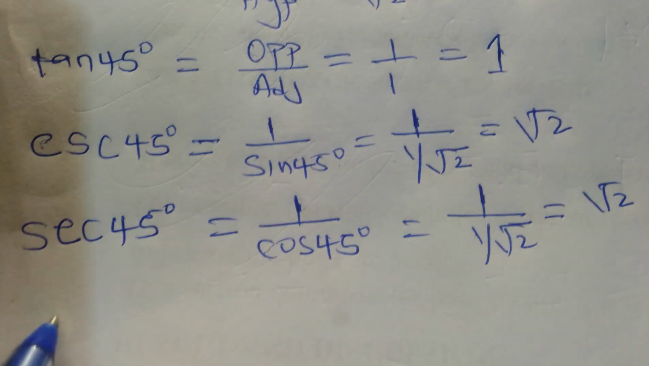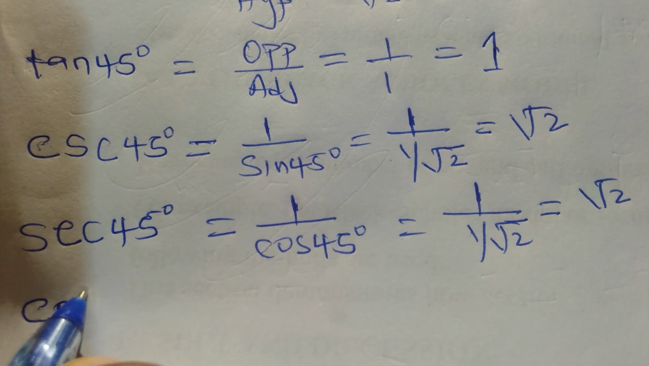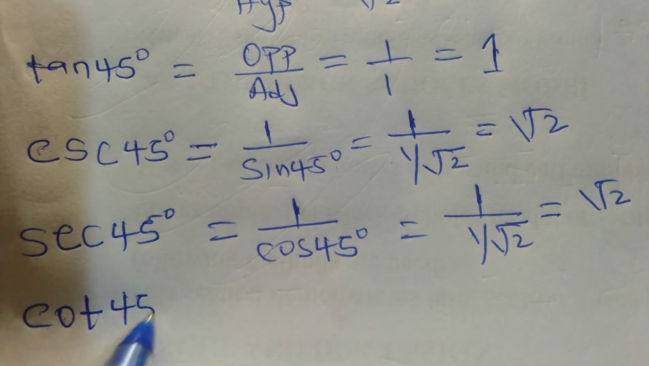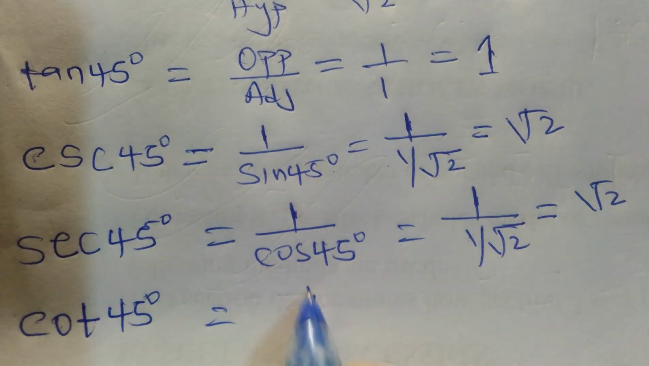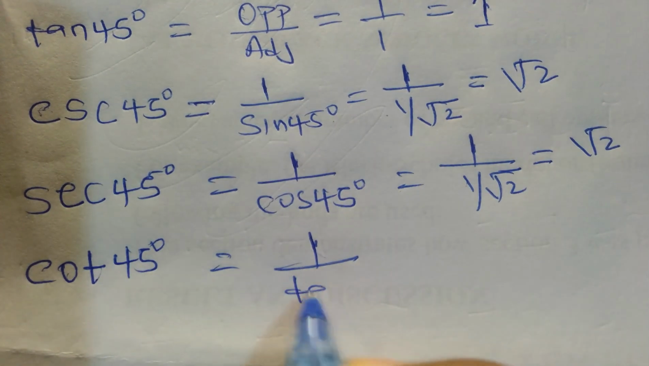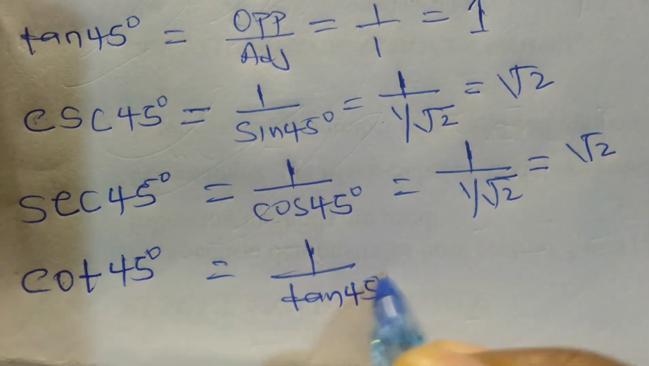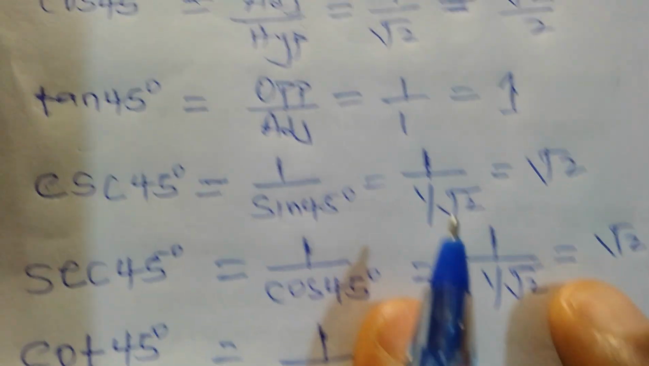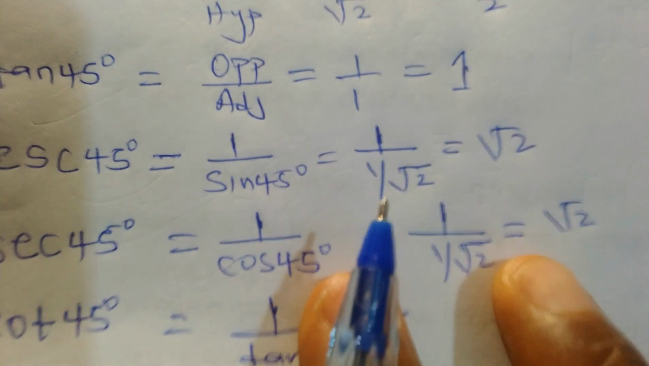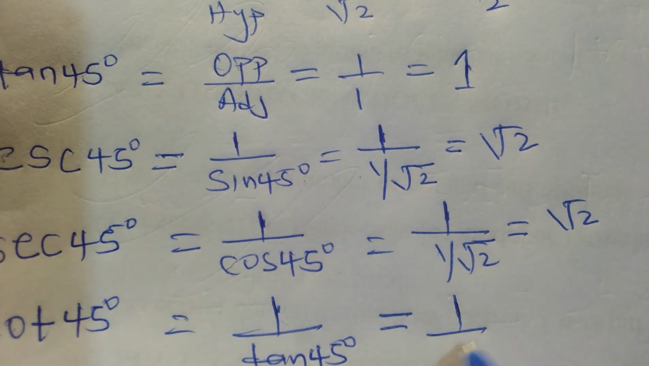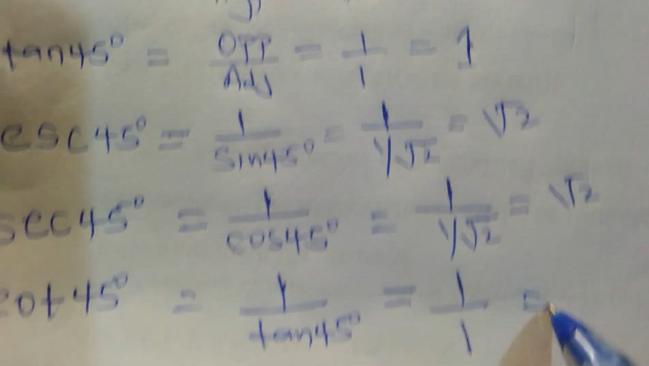And then finally we have cotangent 45 degrees, which is 1 over tan 45 degrees. Tan 45 degrees, we got that as 1, and then that will be 1 over 1, which is 1.